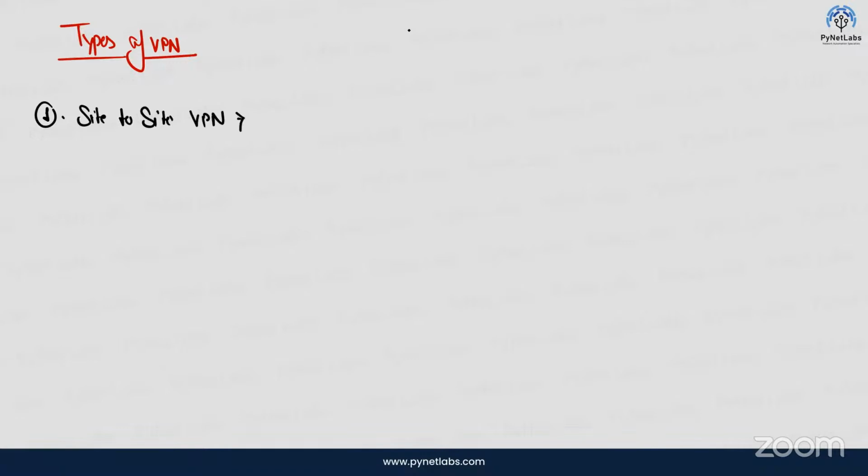Whenever I say site-to-site VPN, what exactly is the use of it and how is it defined and used? It's a kind of LAN-to-LAN communication between the branch offices. Let's write the point first: it's a LAN-to-LAN communication between the different branch offices.